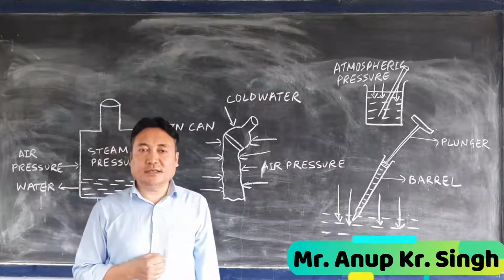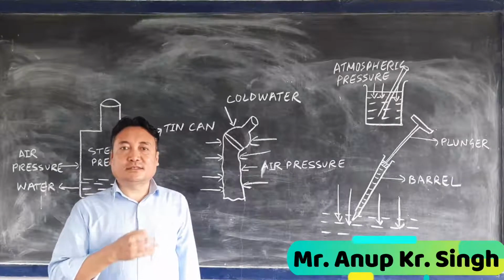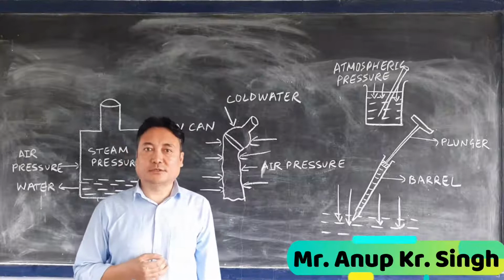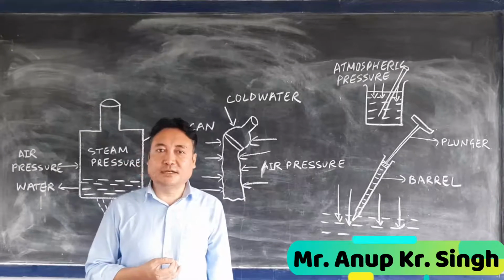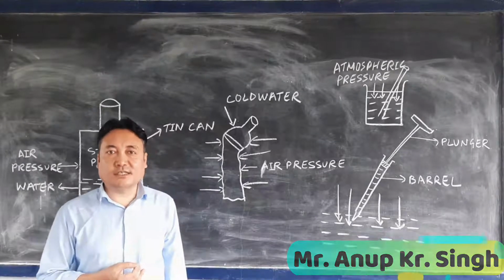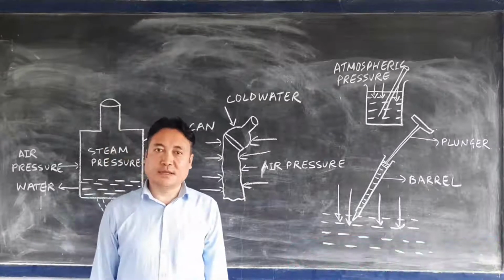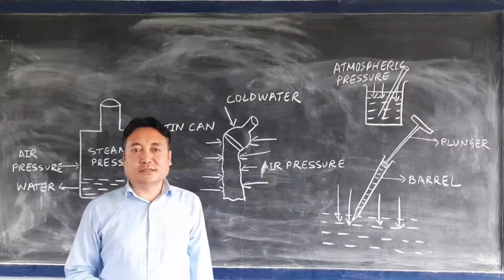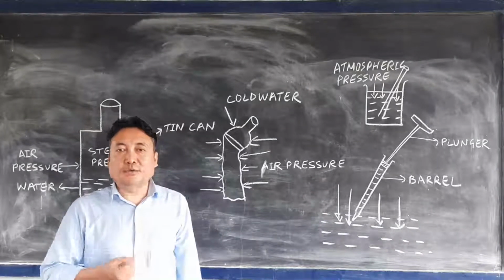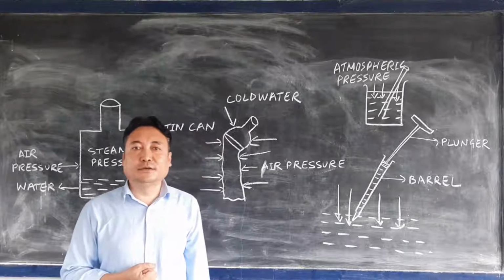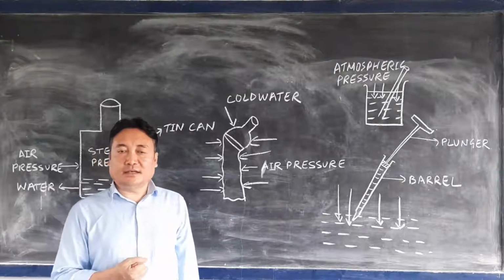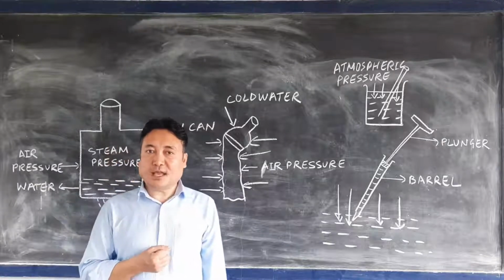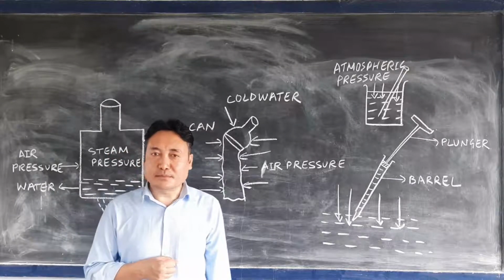Atmosphere is defined as an envelope of air which surrounds the Earth's surface, or a thick blanket of air which surrounds the Earth's surface. Our Earth's surface is surrounded by air up to a height of 300 kilometers. And this air has got weight, as you know that air is considered as matter.